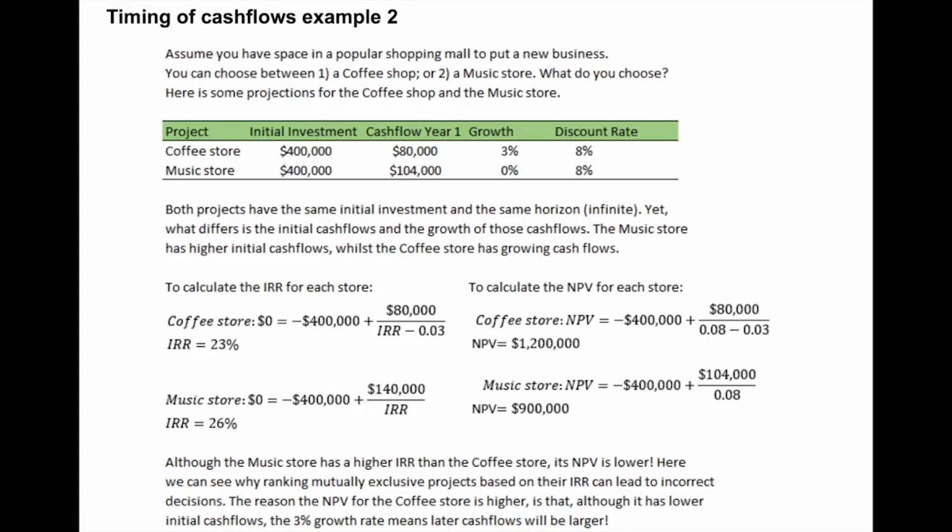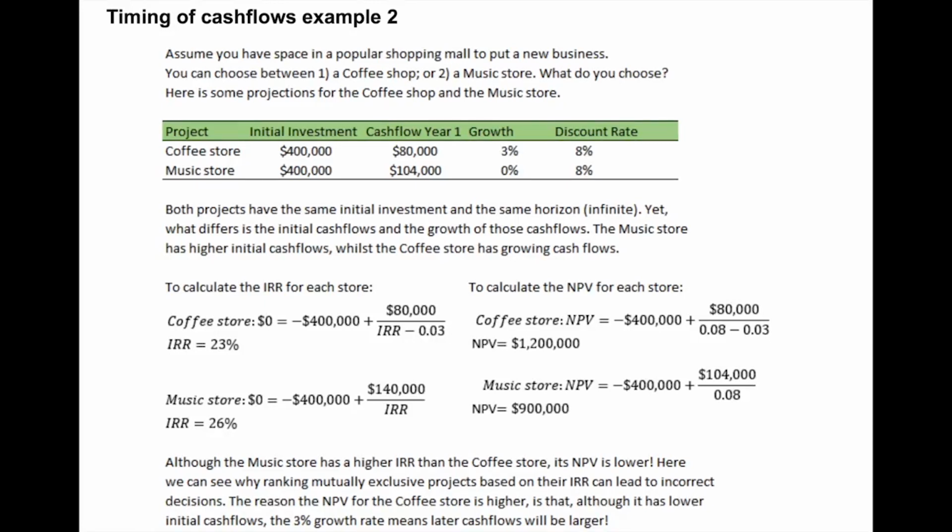So for both these stores, we say that the cash flows are going to run in perpetuity. We don't expect these stores to close down anytime soon, so we're going to calculate the net present value of these projects based on a perpetuity.